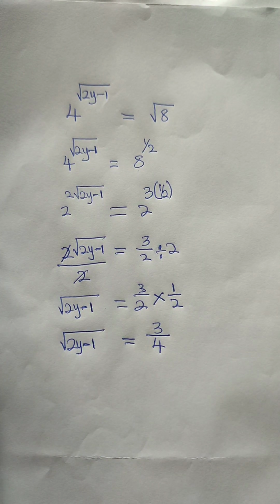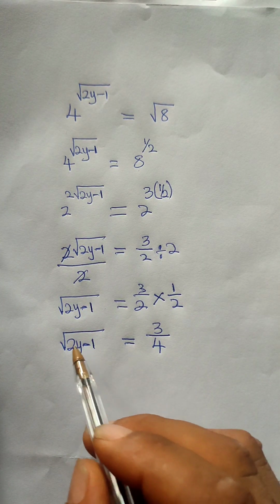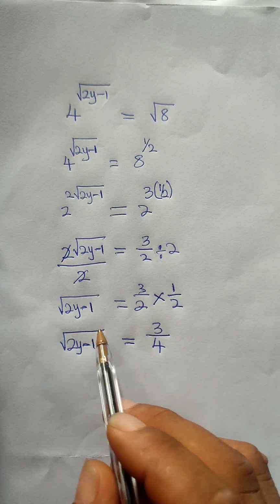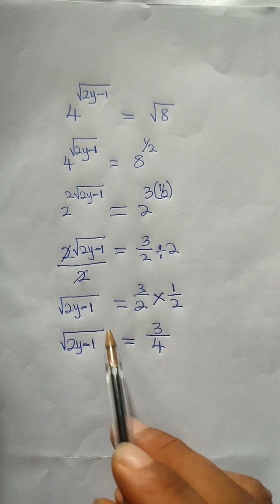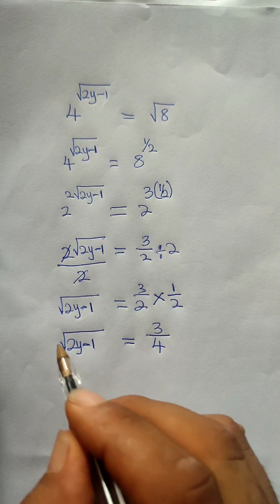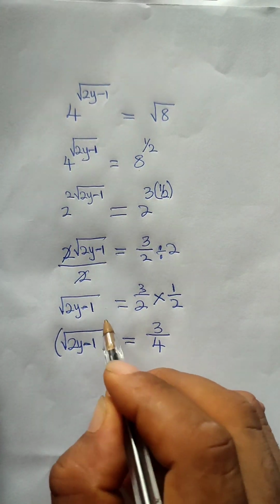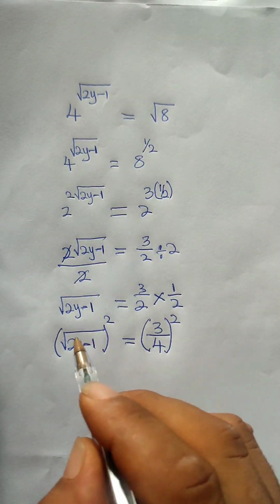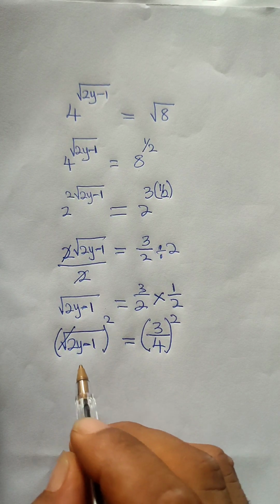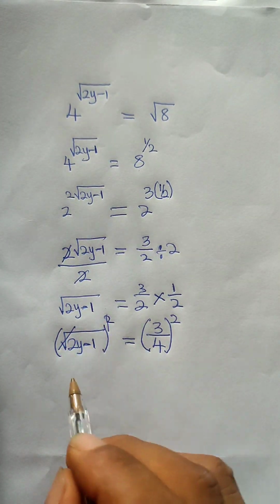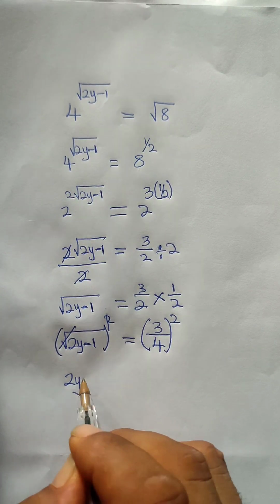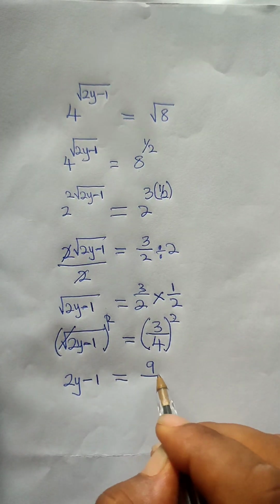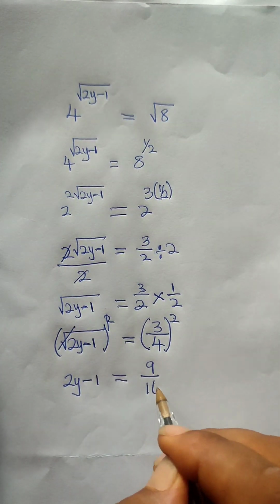Next thing will be to remove the square root sign from the left side of this equation. To remove this square root sign, what we are going to do is to take the square of both sides of the equation. So we are going to square the whole of this and square the whole of this as well, because square can always remove square root. So square will cancel square root, and we are left with 2y minus 1 equals, the square of 3 is 9, and the square of 4 is 16.